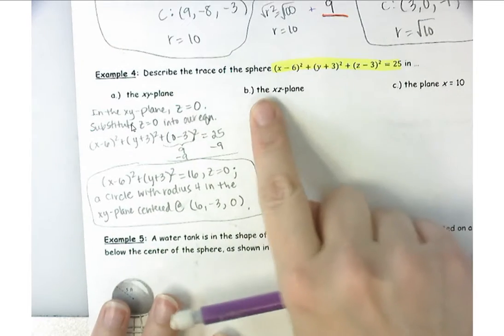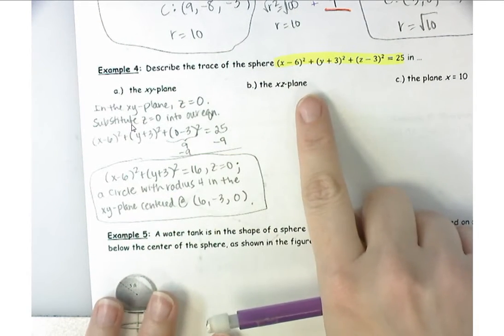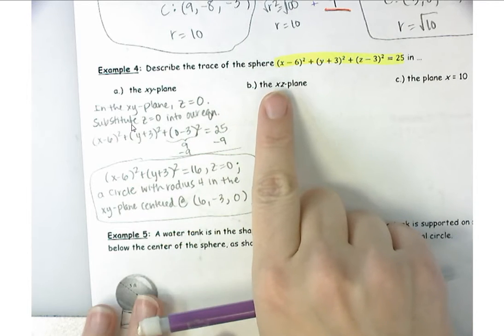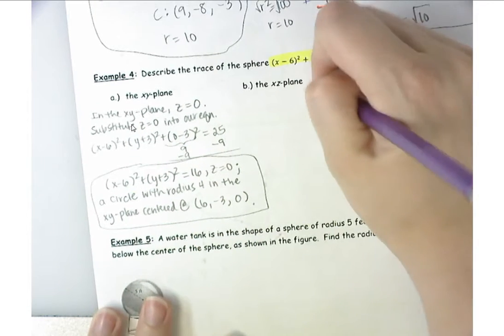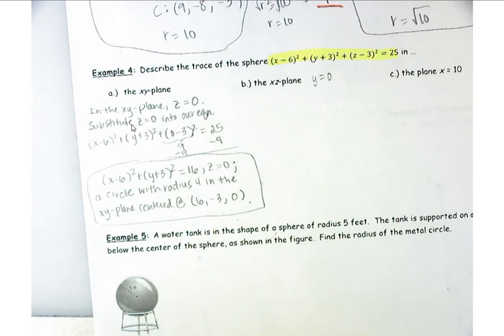So for part B, based on what we did for part A, how am I going to start this? Yeah, okay, so if it's the xz plane, your y value is going to be 0. Okay, so I want you to go ahead and plug that in and then write your new equation. It's the whole explanation because you're describing it.